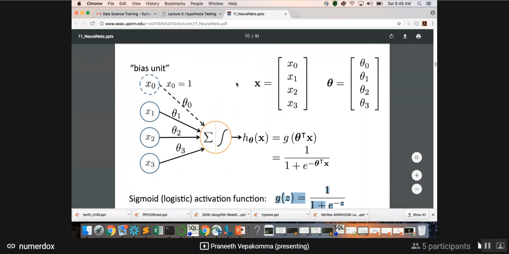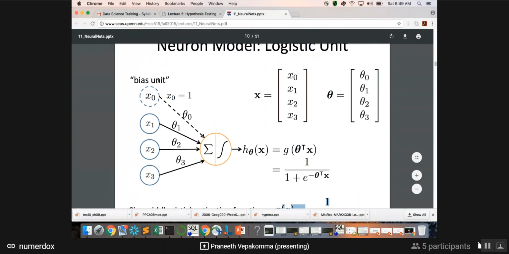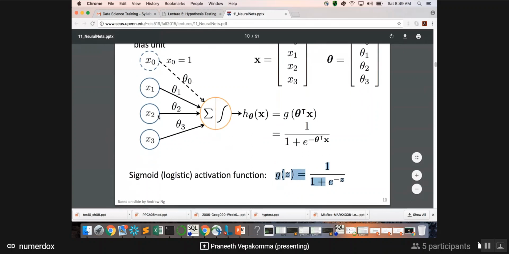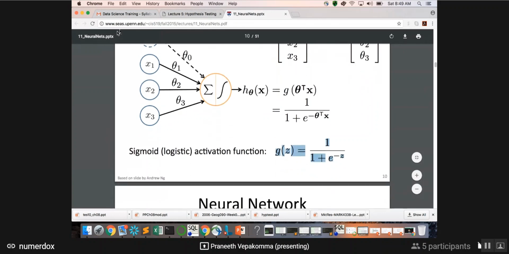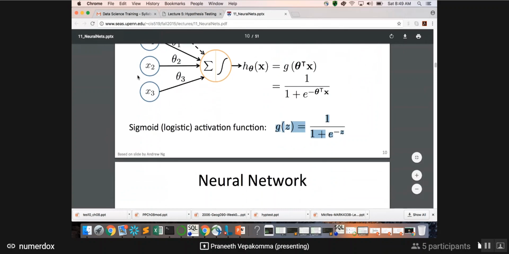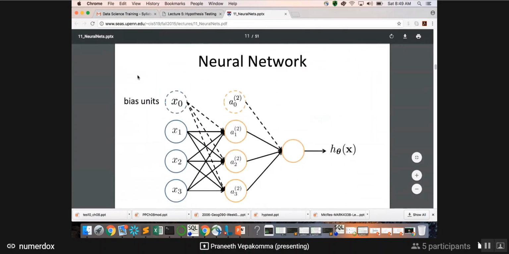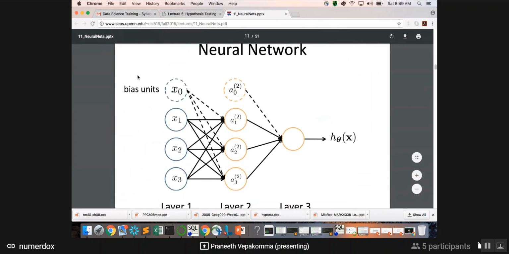So what are we doing here? We're just defining different aspects and terminologies and different operations involved in a neural network at every layer, right? Any questions? Feel free to interrupt.